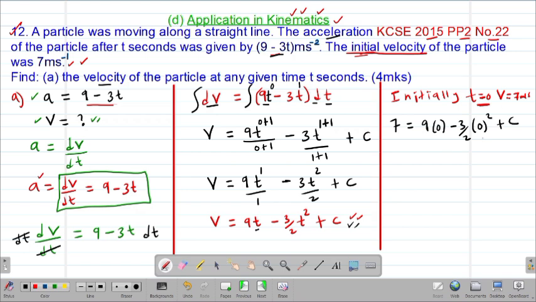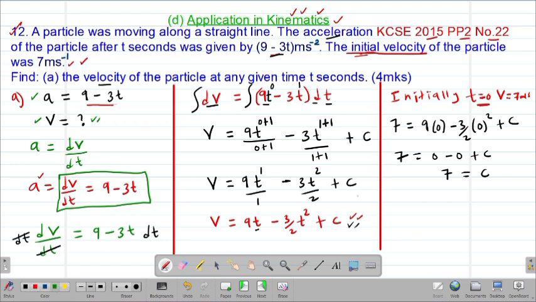Then plus the constant of integration. Therefore, this will be 7 is equal to 9 times 0, we'll get 0, minus 3 over 2 times 0 squared, we'll get 0. Then, of course, plus c. So, clearly, the value of the constant c will be equal to 7.